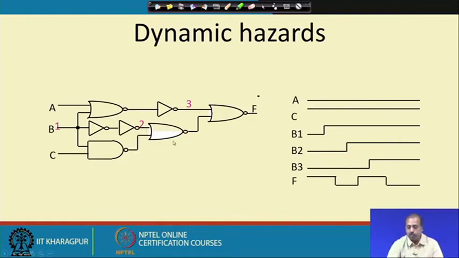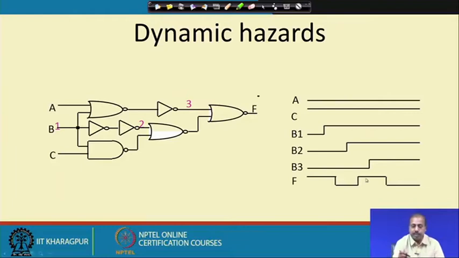So, this is the output of the NOR gate. Now, if you trace this circuit again, you can find that the situation will be like this: initially F will be high, then it will be low for 1 gate delay, then high for 2 gate delays, and then again low for the remaining part of the system. So, there is a glitch.